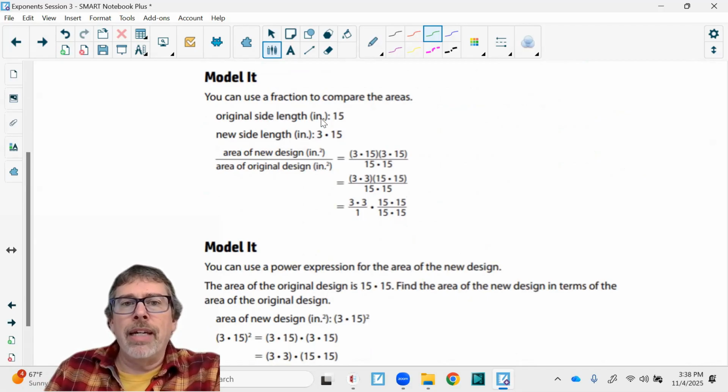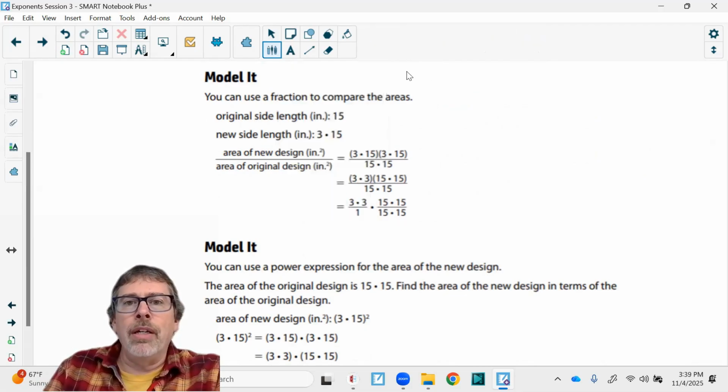The original side length in inches was 15. The new side length in inches was 3 times that 15. So all we have to do is find the area of the new design, which is 3 times 15 by 3 times 15, and then divide that by the area of the original design, which was 15 times 15.